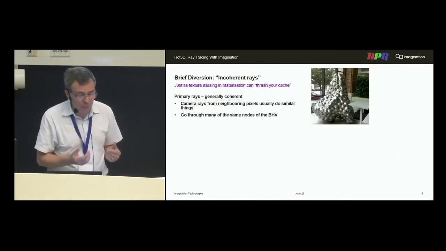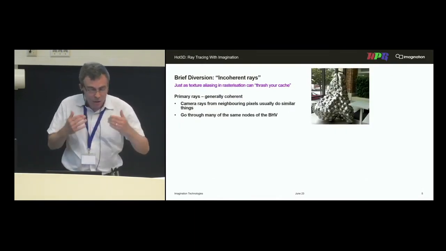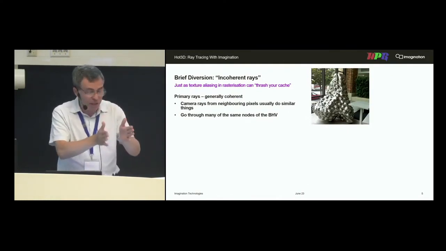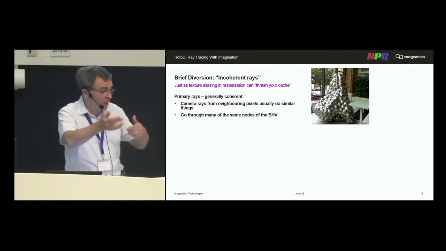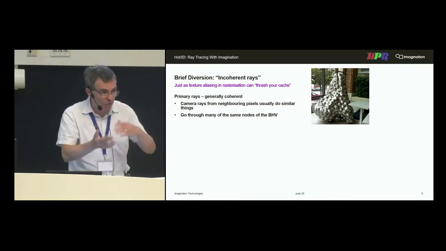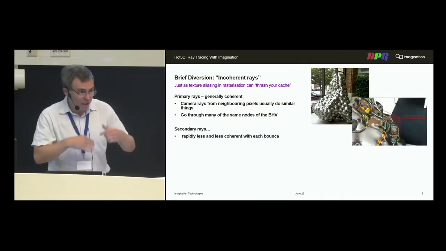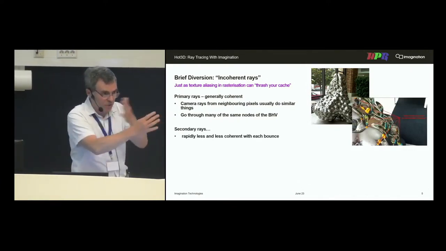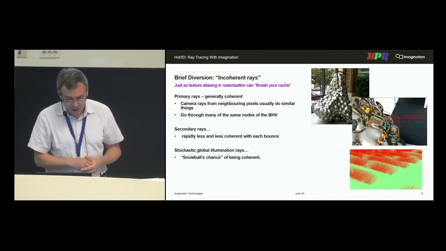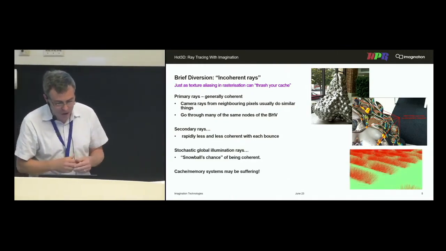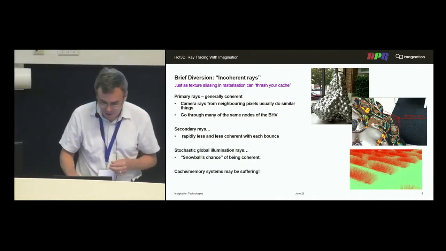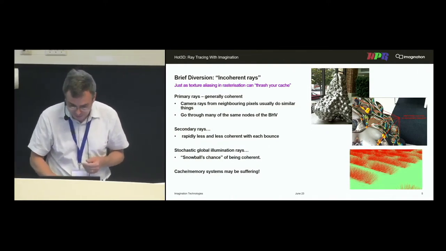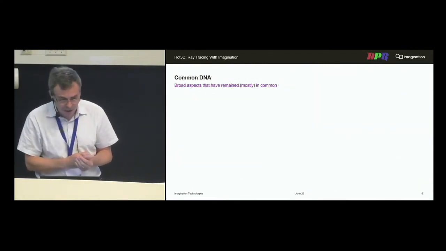So a brief diversion onto incoherent rays. Primary rays that you fire out through the camera, basically rays coming from neighboring pixels, pretty much will do similar things as they go down through the BVH. They'll visit the same nodes for a lot of the way. Then you get onto secondary rays, and they rapidly become less and less coherent with bounces. They're going all over the place. And then if you do stochastic global illumination rays, well, you've got no chance of them being coherent. And your cache and memory subsystem will basically be tortured if you don't do anything clever.